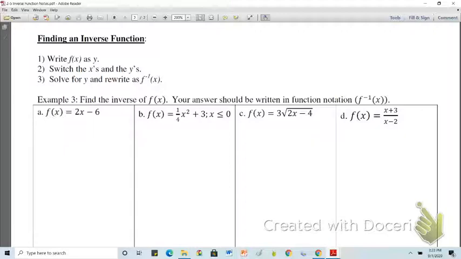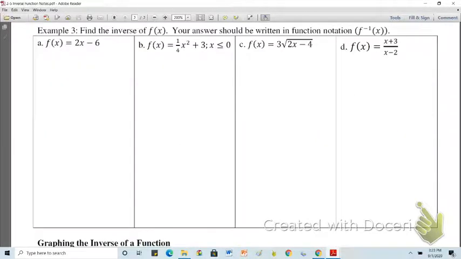Okay. At this point, I'm going to move it down so we can do example 3. Example 3 asks us to find the inverse of these functions. So we are going to start easy and then each time we're going to progress, we're going to add a little more difficulty to it.